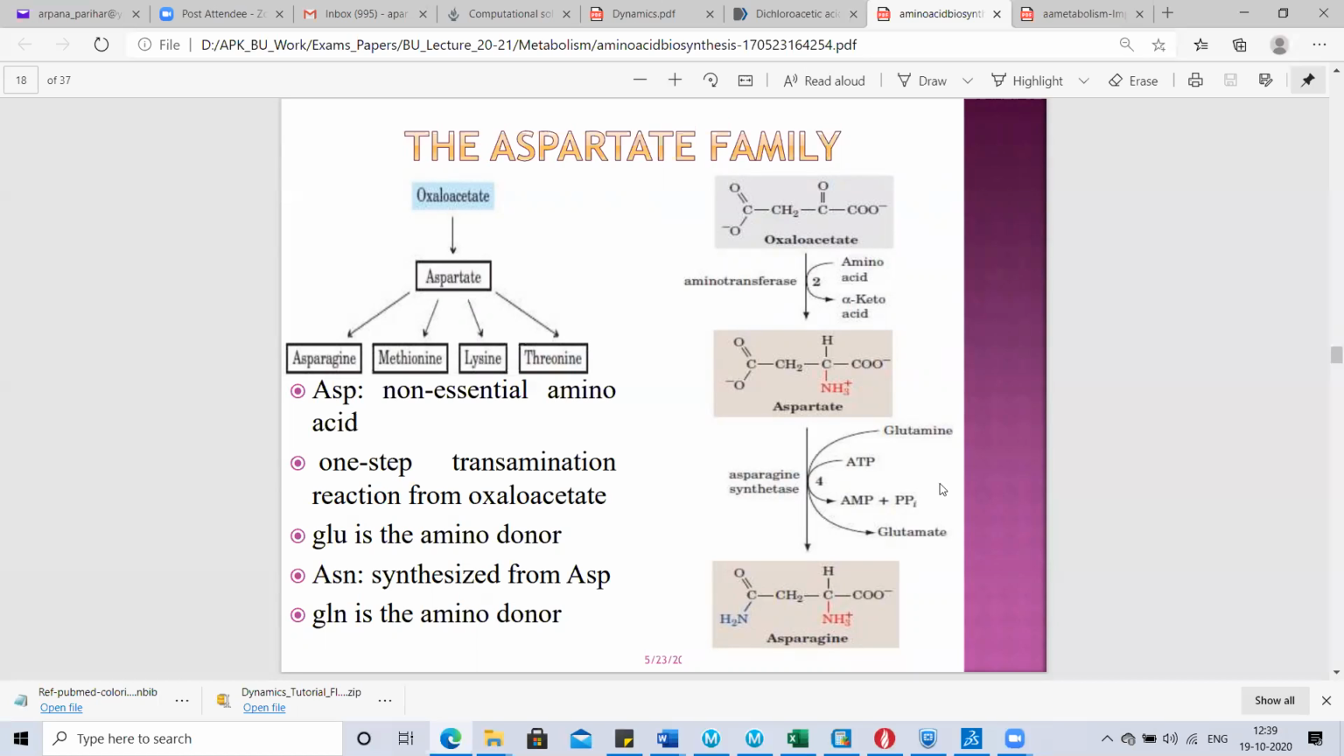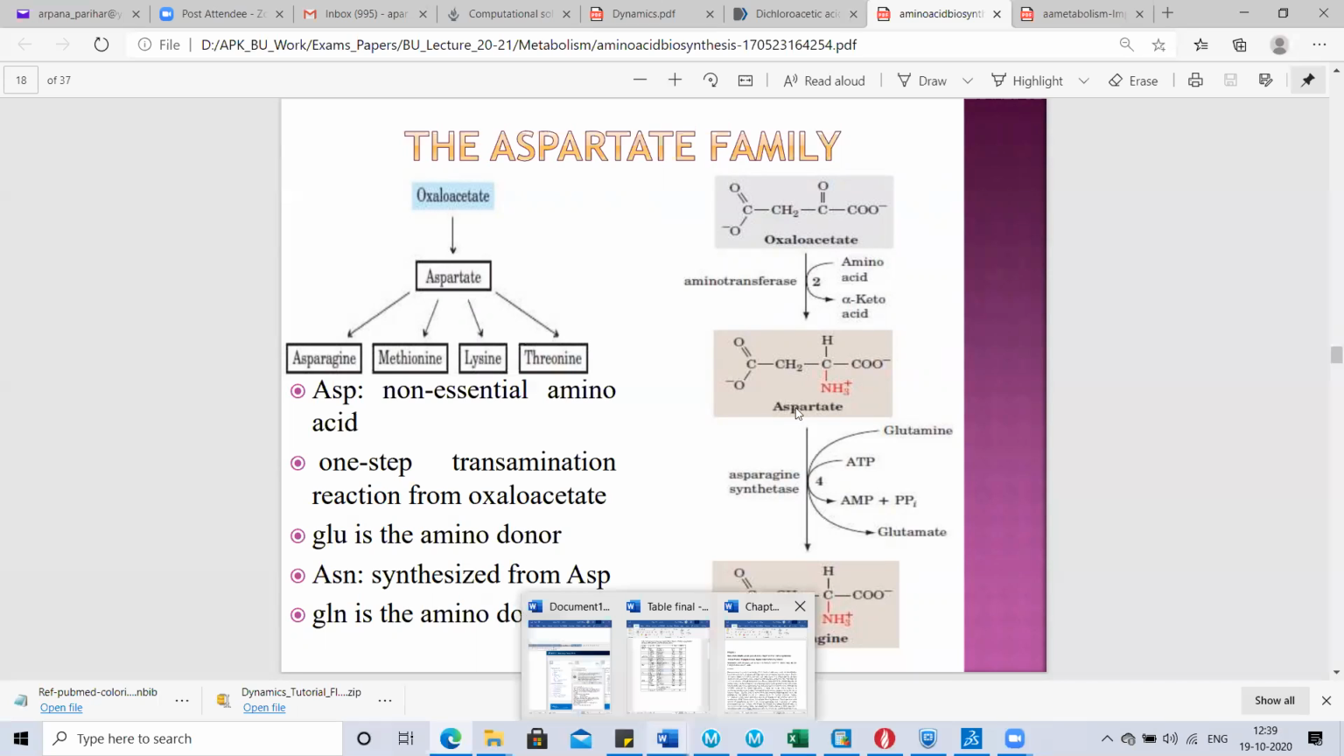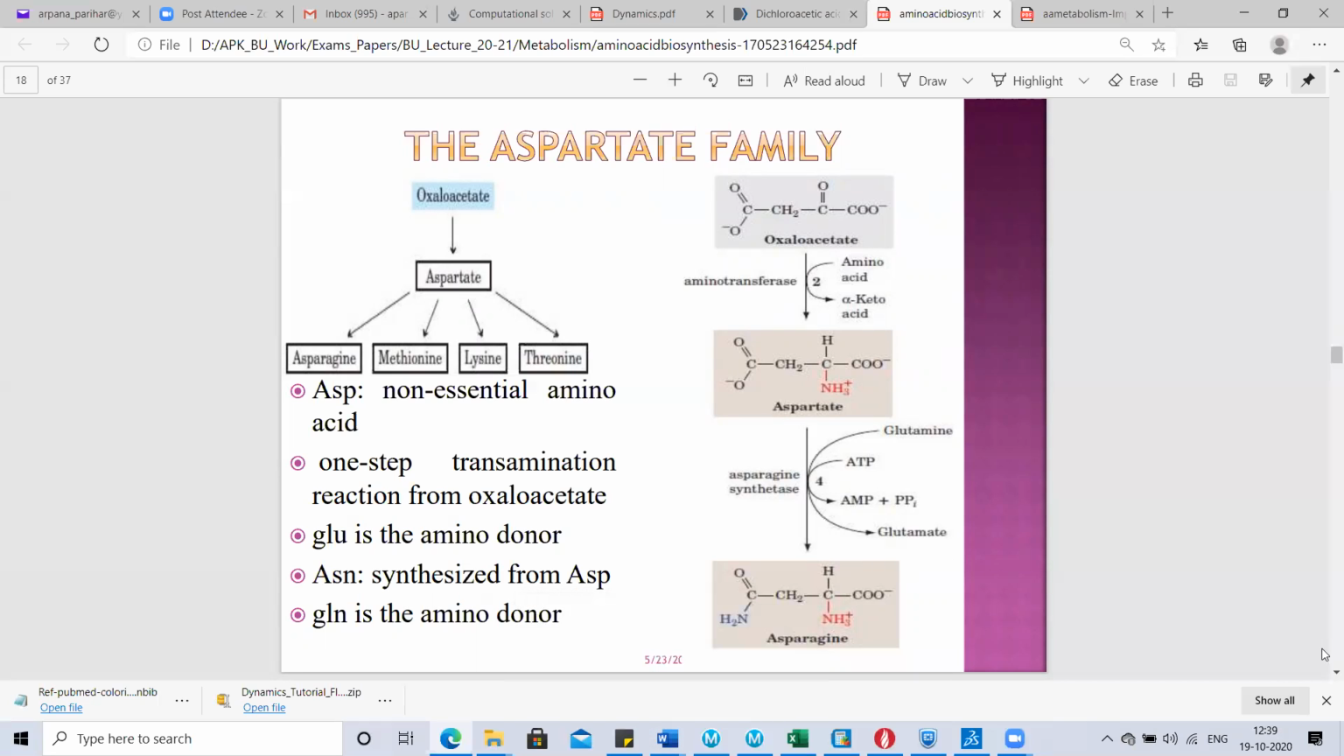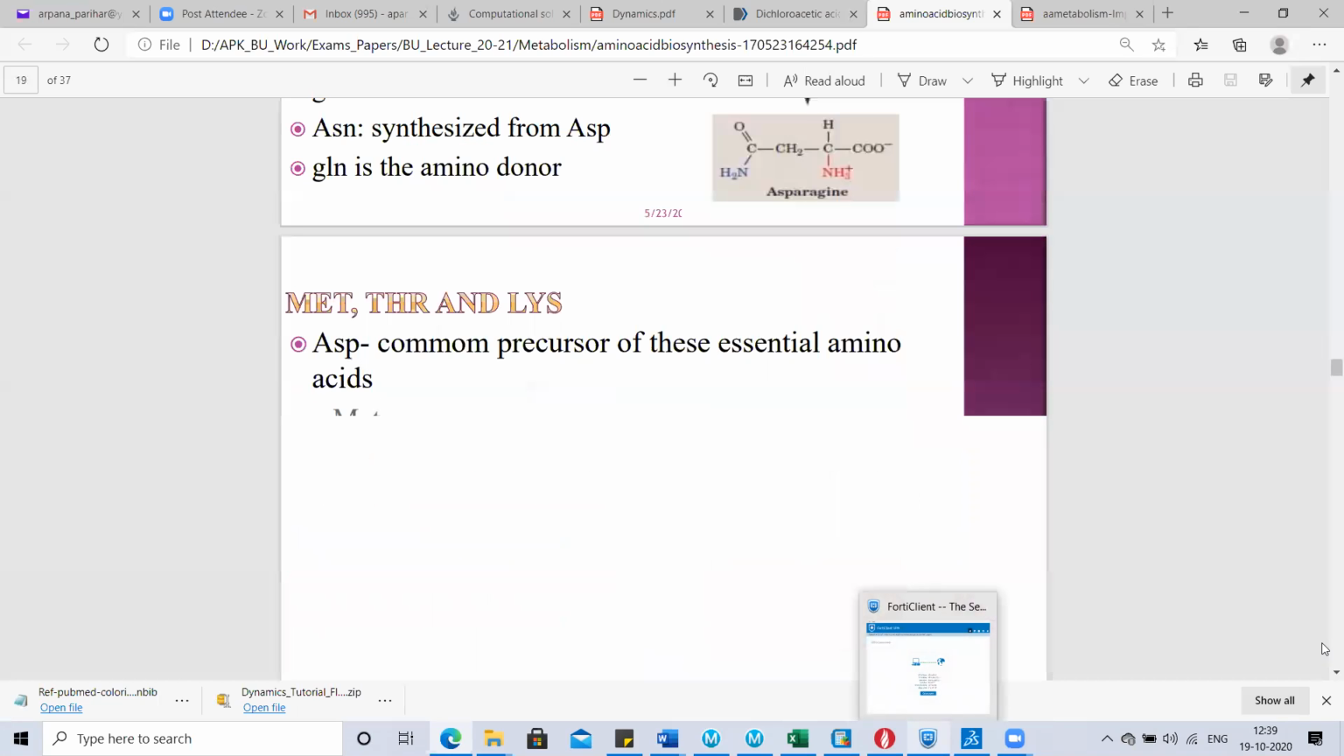This aspartate again interacts with glutamine, takes its extra amino group and gets converted into asparagine. So in this way, aspartate and asparagine synthesis is very simple and easy, and you can understand it easily. Aspartate is a non-essential amino acid, and a one-step transamination reaction can lead to its synthesis. But remember this thing, glutamate is always the amino group donor for aspartate and asparagine synthesis.